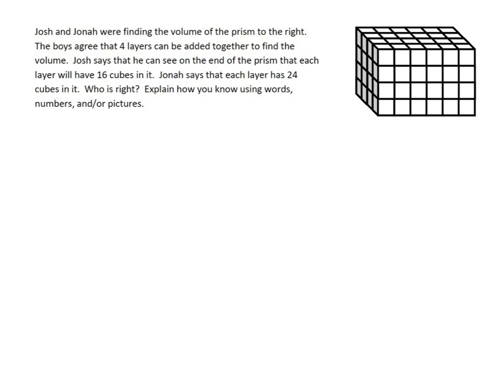Okay, now I get to apply some of what I learned. And we have Josh and Jonah here. They're finding the volume of a prism, the one shown to the right. They agree that 4 layers can be added together to find the volume. Josh says that he can see the end of the prism, and each of those have 16. Jonah says that each layer has 24. Who's right? We need to use some pictures to show it.